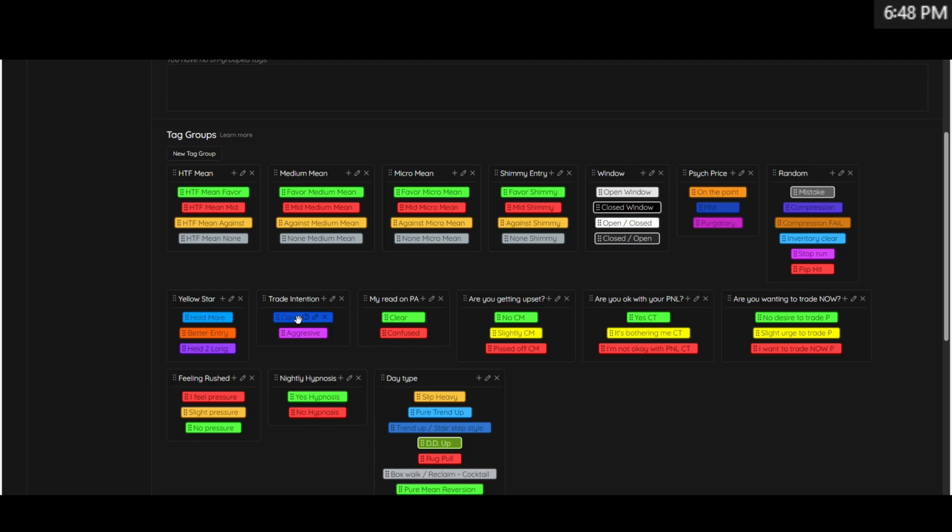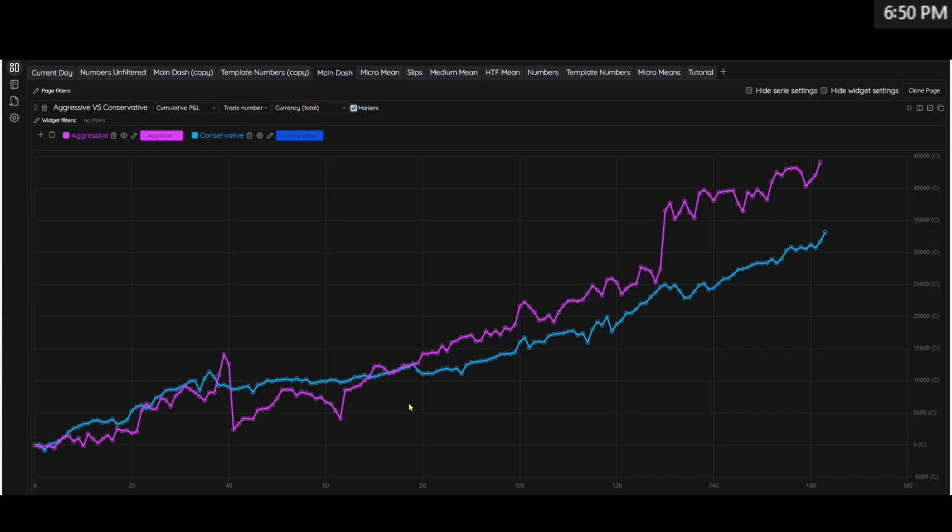Next, we have conservative versus aggressive trading. So this is like my intention going into the trade. Am I trying to just scalp it, or am I trying to actually push and hold the trade? Here's the overall equity curve of aggressive versus conservative trading. Conservative being the blue line. You can see it's a much smoother equity curve, whereas the aggressive tag does have deeper pullbacks, but it does have bigger rips on the upside as well.